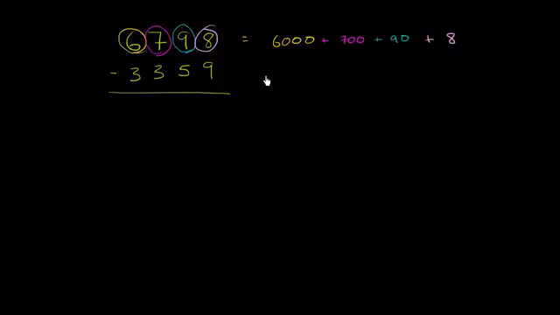So I could subtract each of the places. I could say this is going to be minus 3,000, minus 300, minus 50. 5 in a tens place is just 50. Minus 9. So here we're just explicitly showing what those place values represent. A 6 in the thousands place is 6,000. A 3 in the hundreds place is 300.